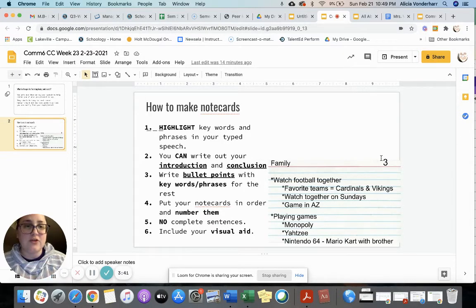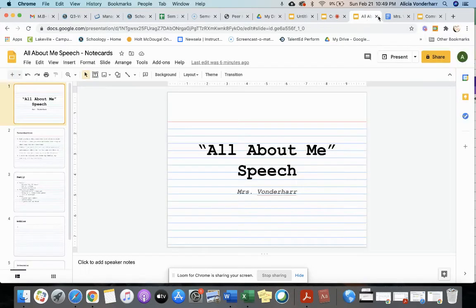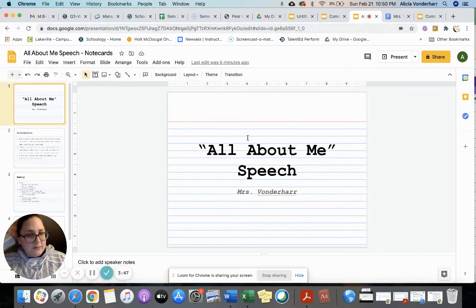And I'm going to show you guys how to do that right now because I actually found these awesome note card lined templates, they look just like index cards, for the Google Slides. So you can see I put my All About Me speech and my name on the front. The All About Me speech part will be there, but I want you to put your name in place of mine because you're going to be handing these in, and I would like to know whose is whose. Makes it a little easier.